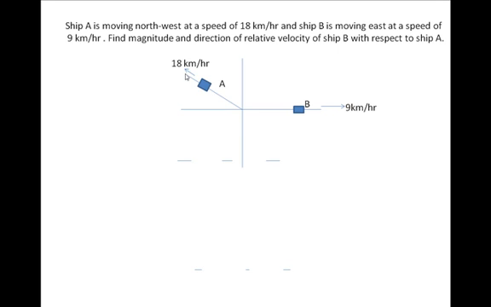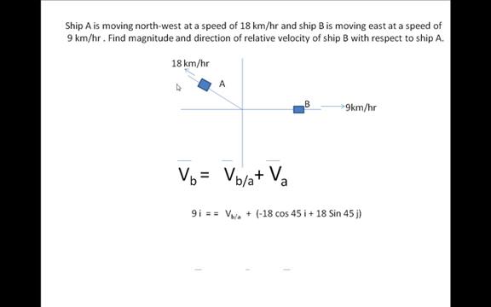A ship A is moving northwest at a speed of 18 km per hour and ship B is moving east at a speed of 9 km per hour. Find magnitude and direction of relative velocity of ship B with respect to ship A. So we write this equation. Velocity of ship B is equal to velocity of ship B with respect to A plus velocity of A.